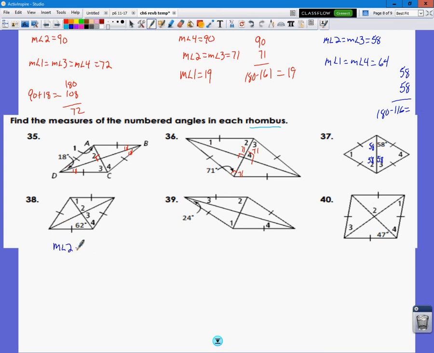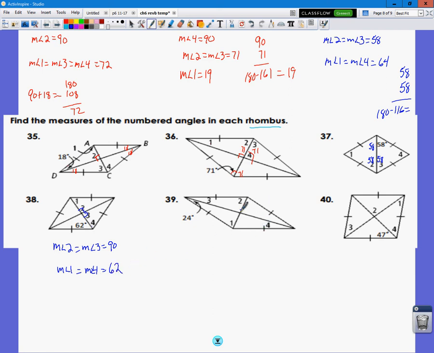Angle 2 and angle 3 in this case are both 90 degrees. They're both there where the diagonals meet in the middle. Angle 1 and angle 4 would also be equal. If this one's 62, each one of these is also 62.